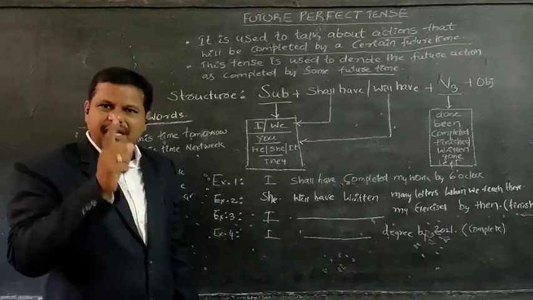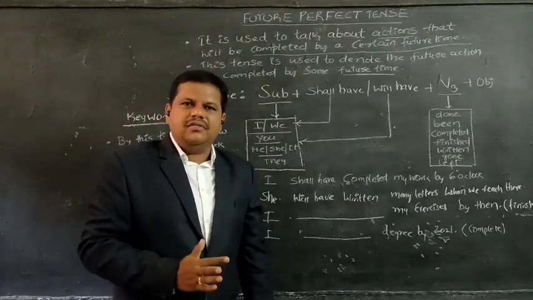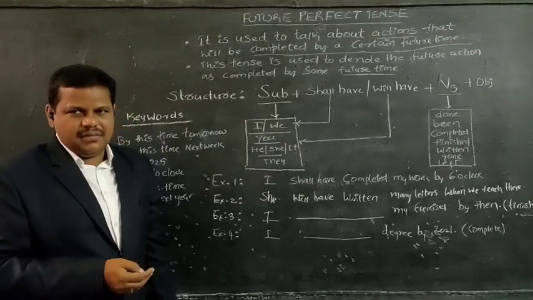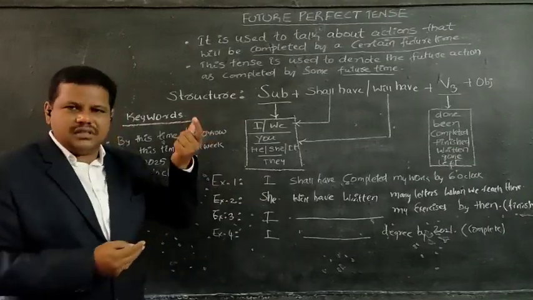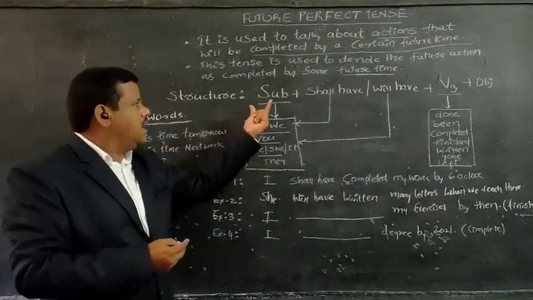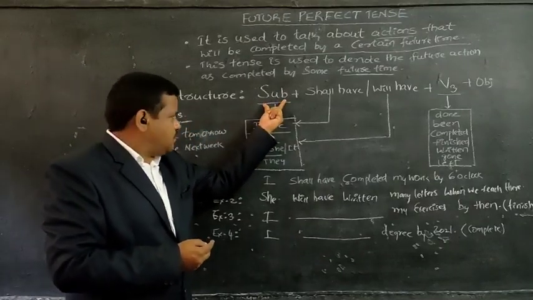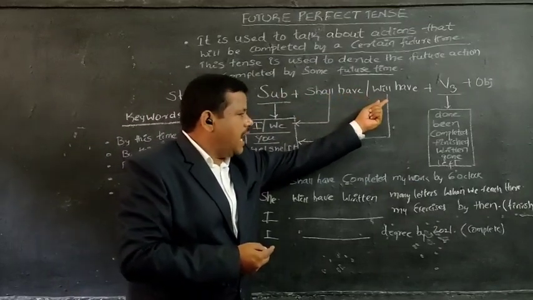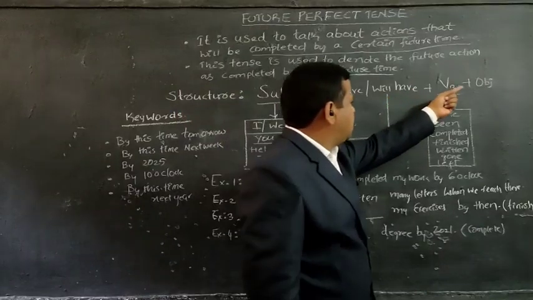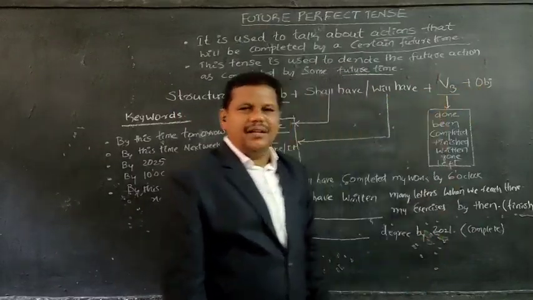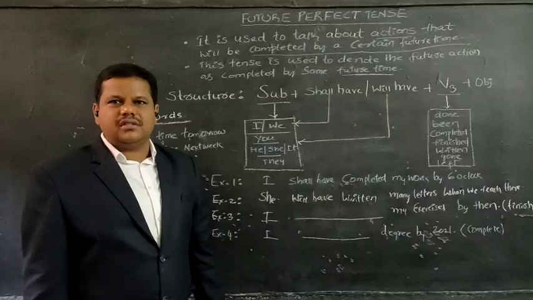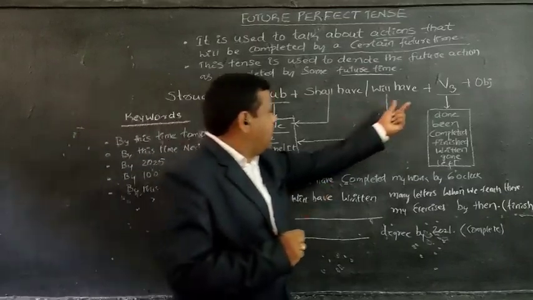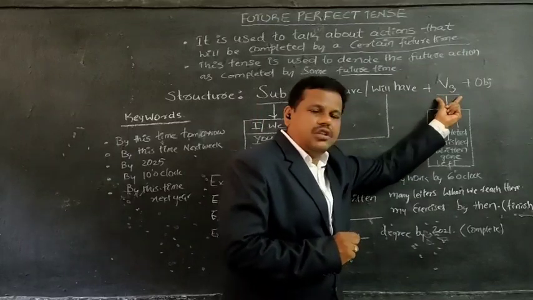Now, how does it look like? Very important is the structure. In your last class, we discussed the future continuous form. In future continuous form, we use the structure in a different way. Now, see, here the structure is subject plus shall have, or will have, plus verb 3 plus object. In the continuous form, we used V1 plus ing form. In the perfect form of future tense, we should use verb 3.